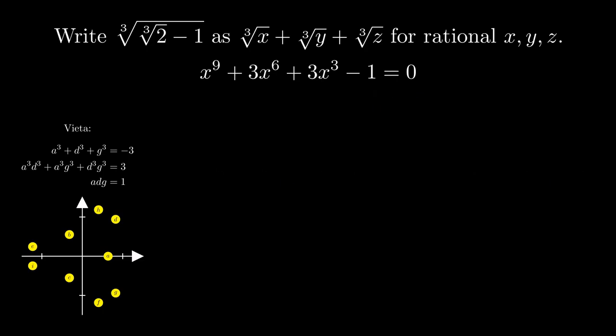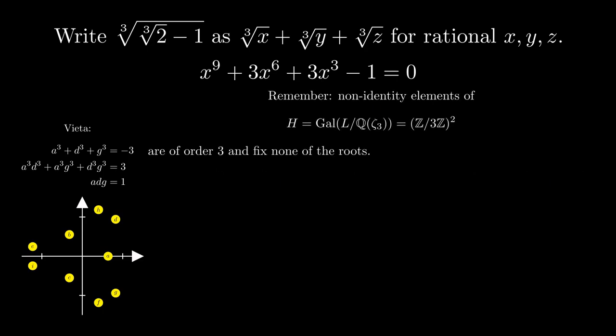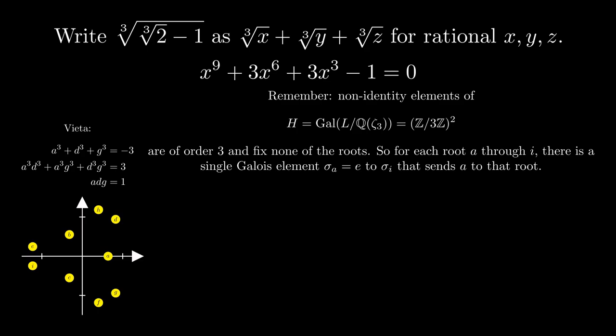It wasn't really noted for its own sake, but the Galois group of L over Q adjoined zeta 3 didn't fix any of the roots. So also, no two elements can take any root to the same other root. So starting with A, there is one Galois element going to any other root, so let's label them as such. That is, sigma A is the identity, sigma B takes A to B and fixes zeta 3, etc.